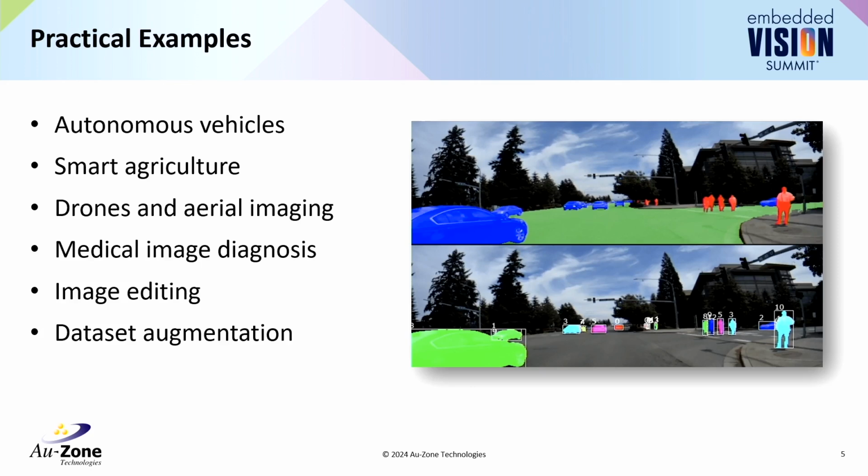Types of scenarios where that's important could be autonomous vehicles, smart agriculture, drones, medical imaging. Image editing and augmentation is a pretty interesting one as well, where if you have a mask of the image, you can use it to remove the object and paste it in different places. So as a form of dataset augmentation, you've got the picture of the cat and you want to see what the cat looks like in a desert or jungle environment. You can paste it on those different environments instead of having to take more pictures.